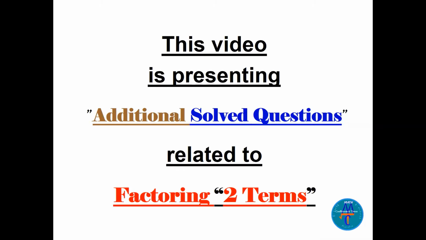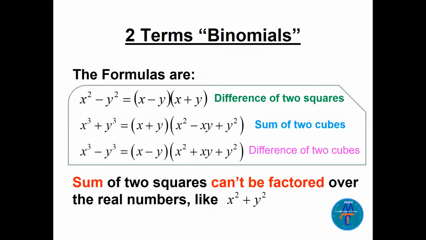Let's start. In this one, I will present almost 10 different questions. Just to remind you, in the two terms, the binomials, these are the formulas used: difference between two squares. You can put x squared minus y squared. Sometimes you will see a squared minus b squared. It's the same: a minus b, a plus b. You can use any letters, actually.